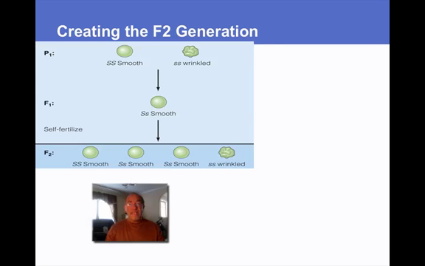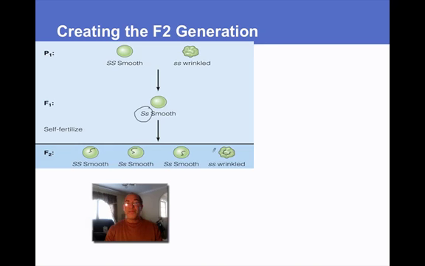So creating the next generation, creating the F2 generation, we take the F1 generation that we know is heterozygous, and we're going to make the F2 generation. And here's that 3:1 ratio. Here's a smooth, smooth, smooth, and wrinkled. And so we have 1 wrinkled to 3 smooth.